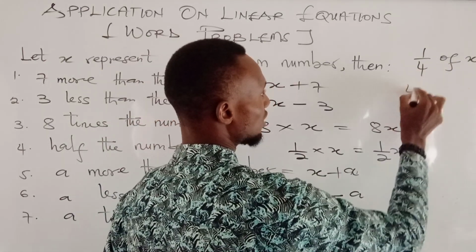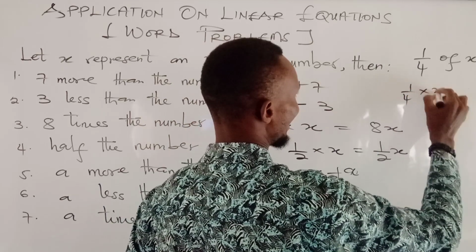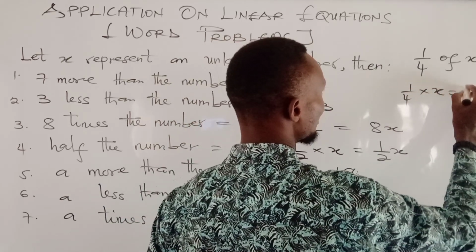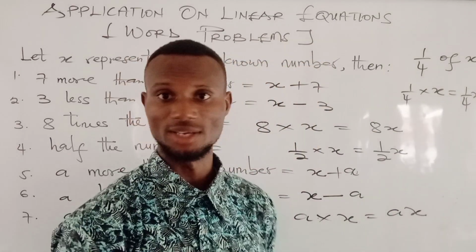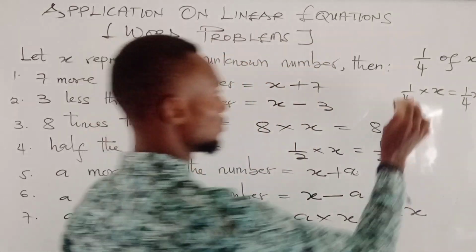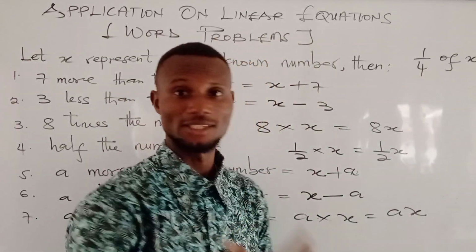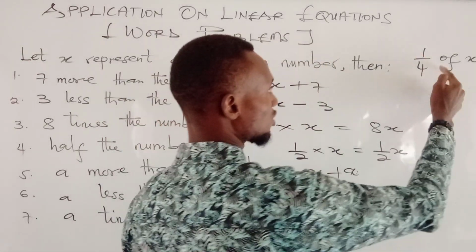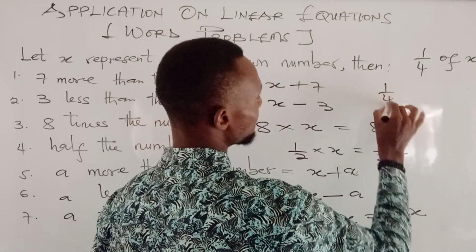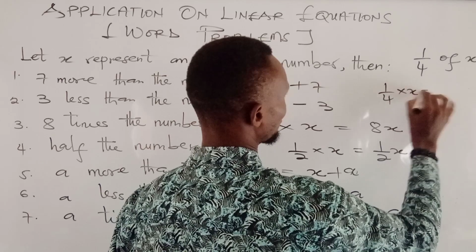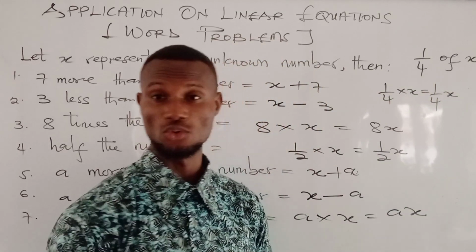So 1/4 of the number is going to be 1 over 4 times S, which is going to be 1 over 4 S. I can see it's not clear there, so let me clean it and write it here. Of means multiplication. So 1/4 of the number, which is S, is going to be 1 over 4 times S, which is going to give us 1 over 4 S. I hope you understand.